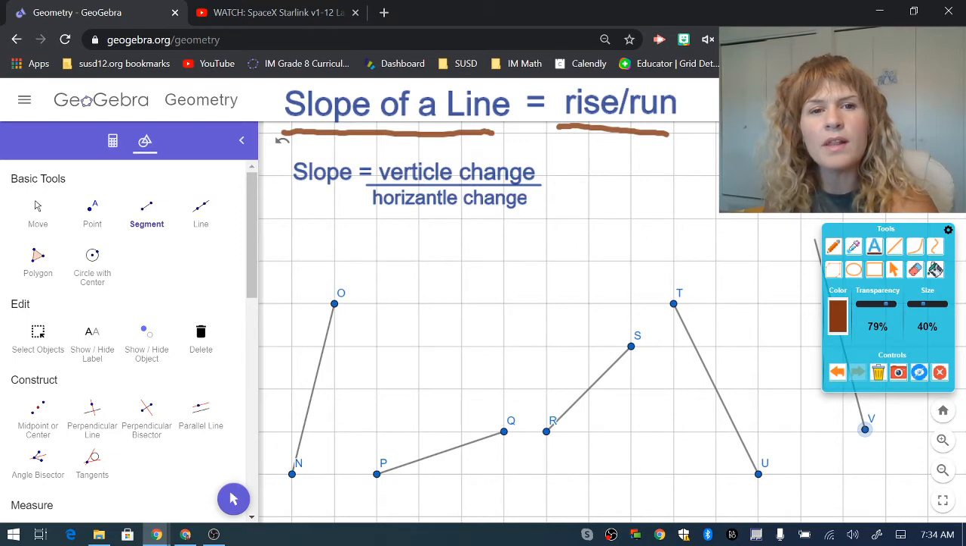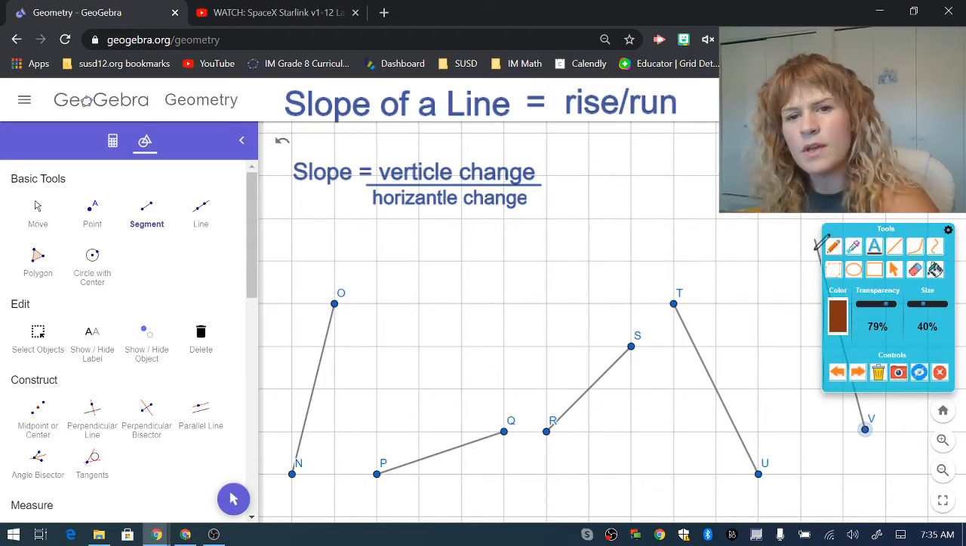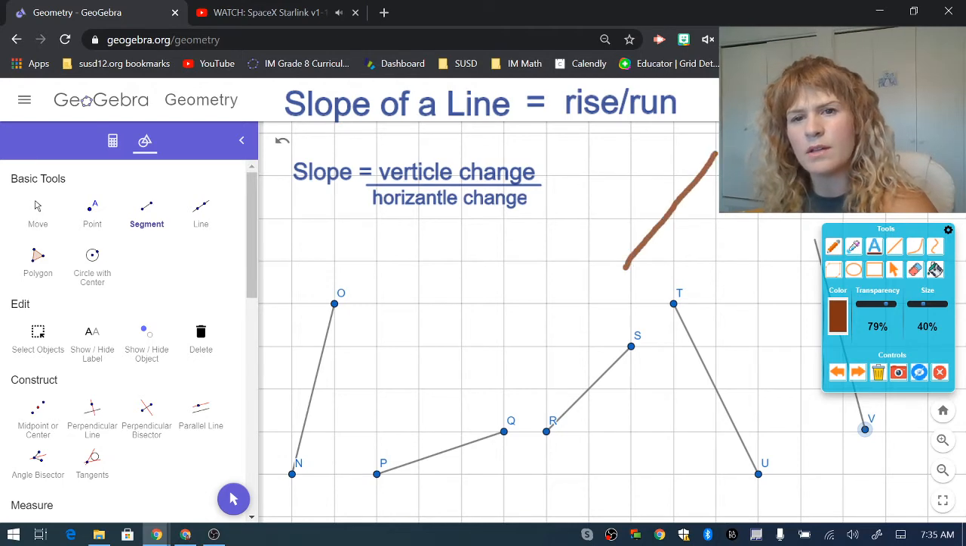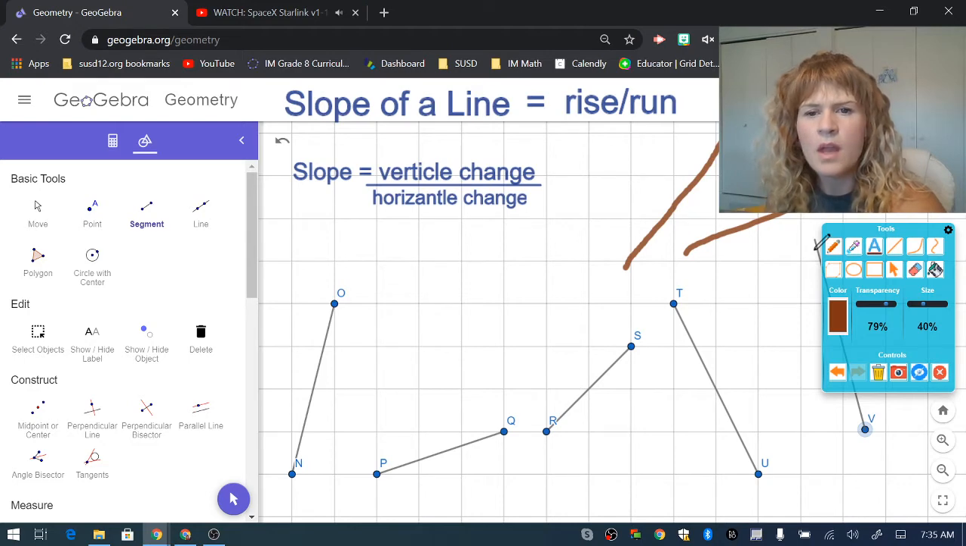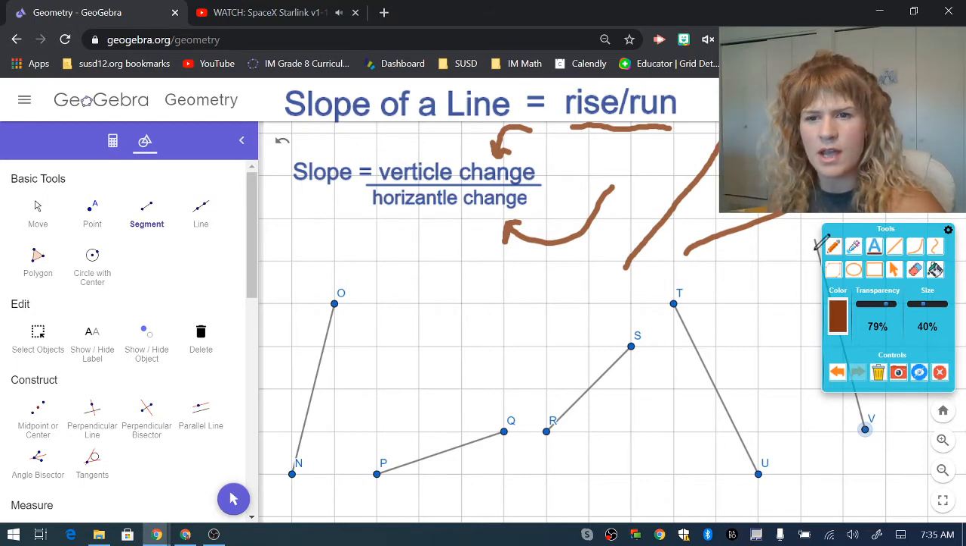The slope of a line is a measure of the steepness of a line. So if a line is going like that, it is steeper than a line at that angle. You can measure the steepness of a line by remembering rise over run. And what that means is the rise is the vertical change, the run is the horizontal change.